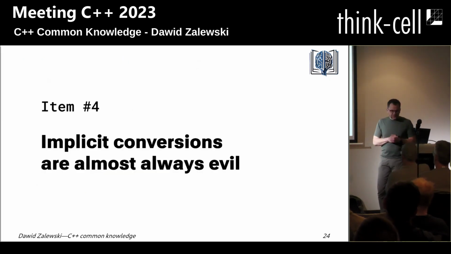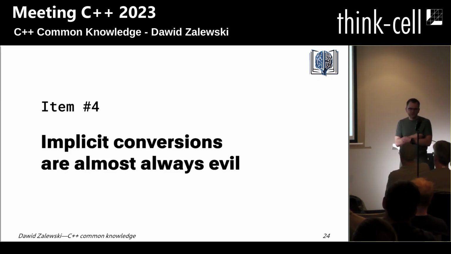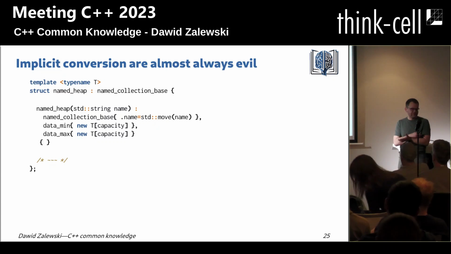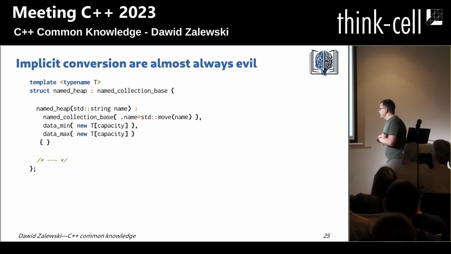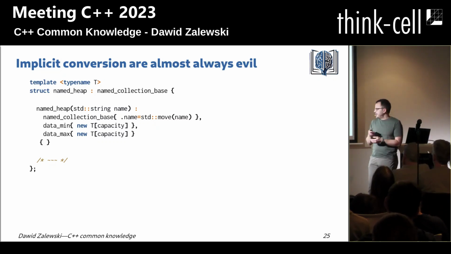Item number 4: implicit conversions are almost always evil. You shouldn't do them. I've done it twice on the slides with the program. The first one was quite obvious, and it didn't trigger any nasty behavior, actually. So I have a constructor, the named heap, which takes a standard string. It's the so-called converting constructor, right? It converts from one type to another. And it does it, there is no harm, you might think, and I agree.